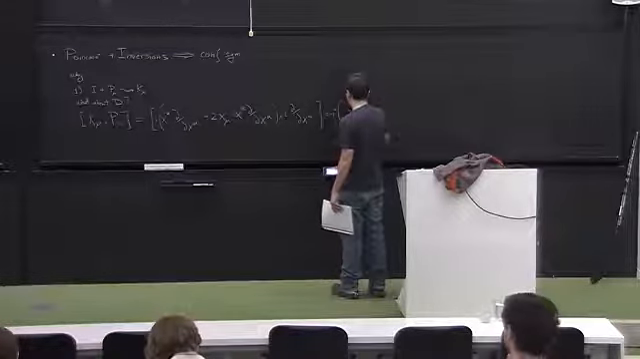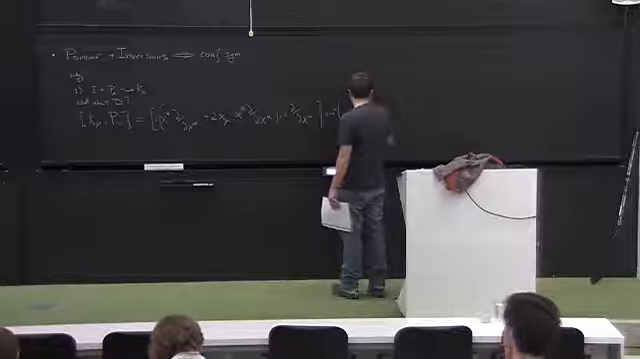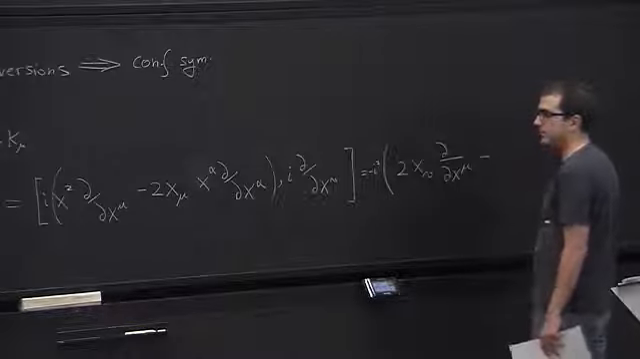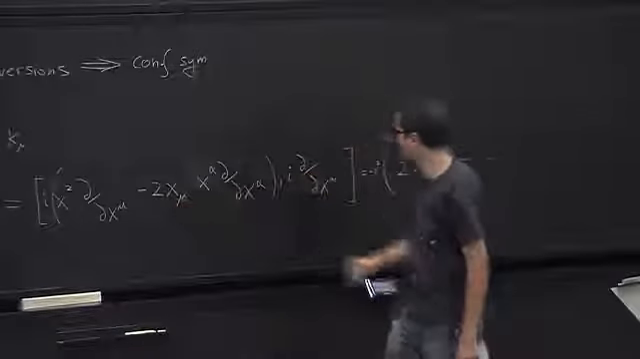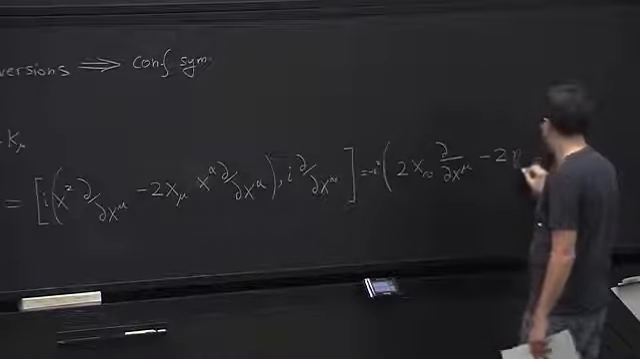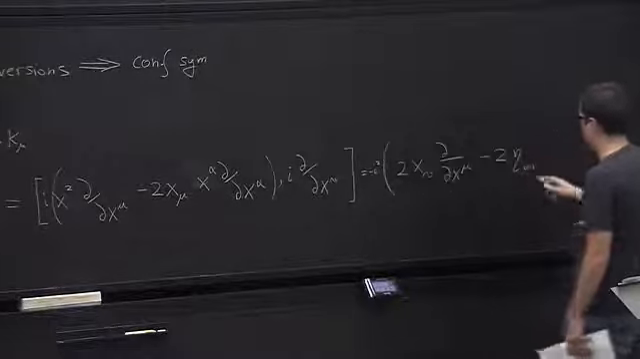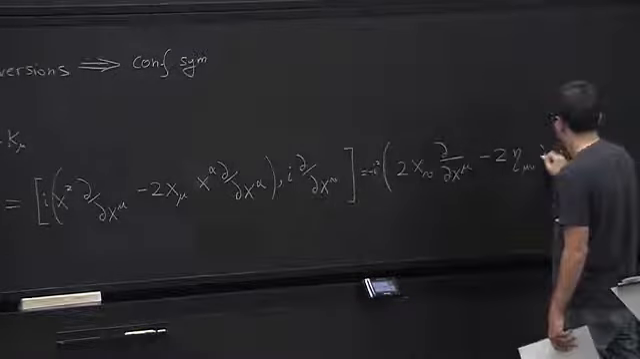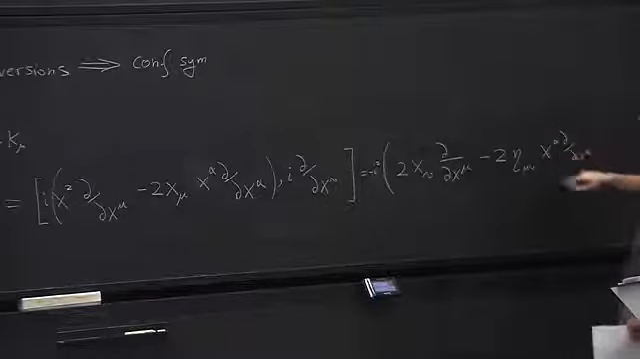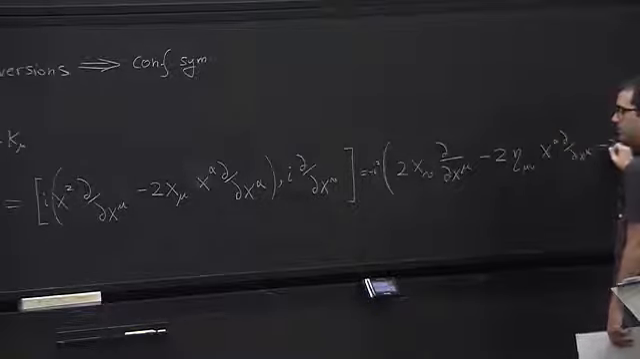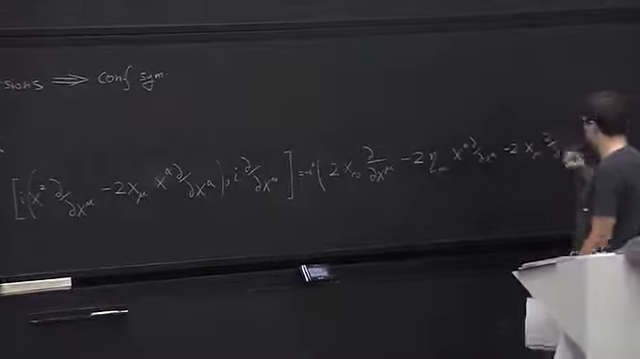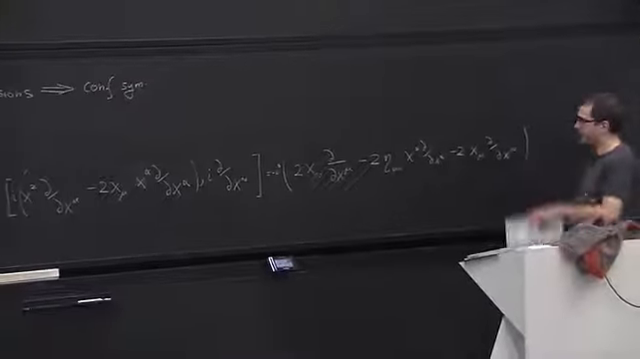2x_nu times d/dx_mu minus, if it acts here, it gives 2 some metric eta_mu nu. It can be Euclid, it can be the signature you like the most. x_alpha d/dx_alpha. And if it acts here, it gives minus 2 x_mu d/dx_nu. And that's it.